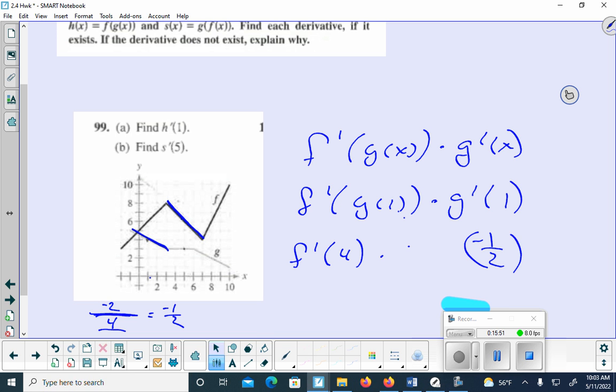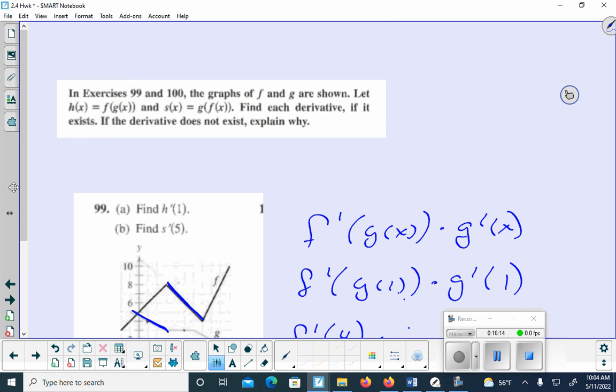So for 1, 2, 3? No, 4. So my rise is down 4. Everyone agree? Everyone see what I'm doing? 1, 2, 3, 4. So that's negative 1. So negative 1 times negative 1/2, so positive 1/2. And then for the s of 5, I'm going to do the g of f of x and do the same thing except for the other direction.